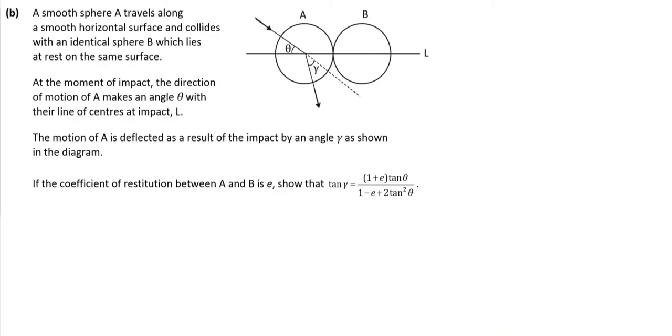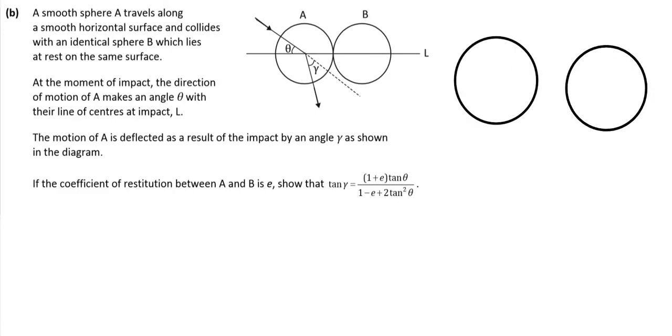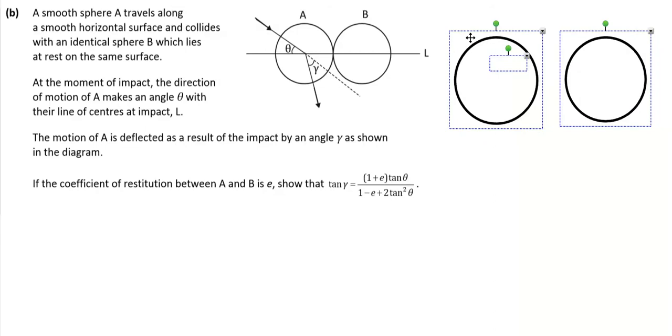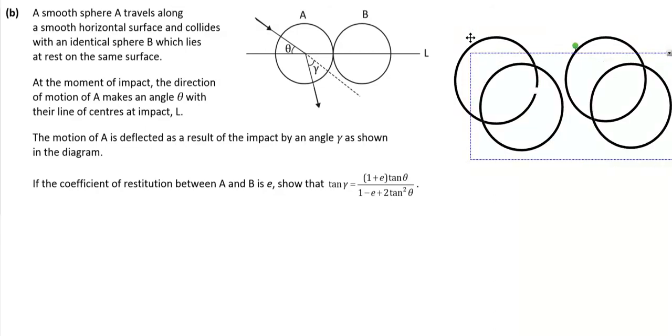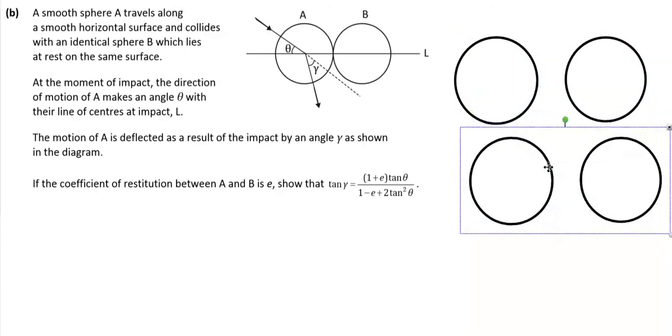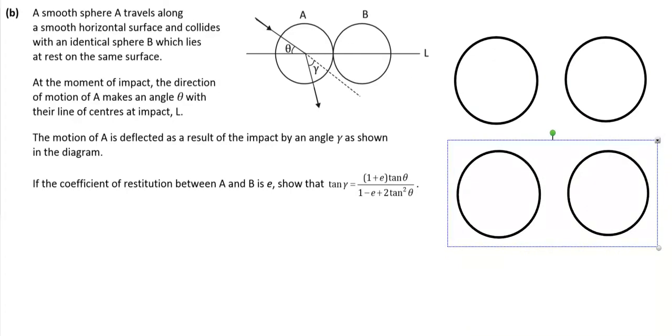Okay, so where are my circles? There they are. One. Probably should make them a little bit bigger. 1, 2, and then we'll clone these for the other one. Okay. Control G, Control D. All right. So before and after picture.